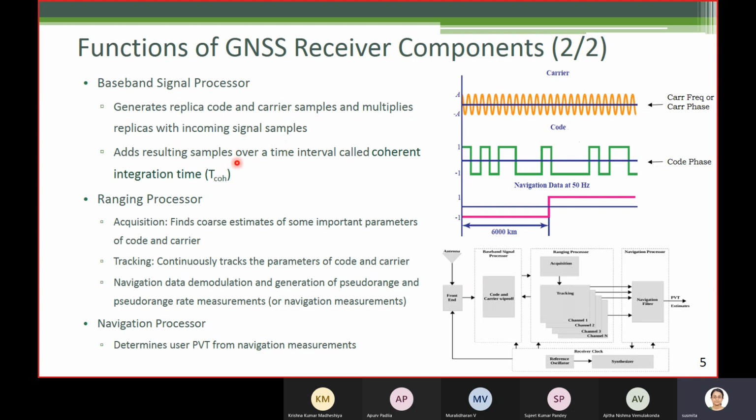It then adds the resulting samples over a time interval called the coherent integration time. This is of the order of a few milliseconds. This process is called correlation. We talked about the autocorrelation and cross-correlation properties of the CA code. There we defined the correlation with integration. Integration is basically summation in the digital domain. So the job is to generate the replica code and carrier, and then do the correlation with the incoming signal. And the outputs are fed to the subsequent block called the ranging processing.